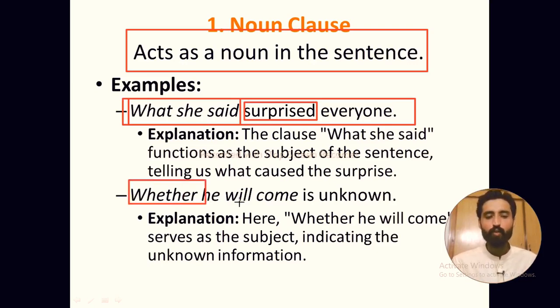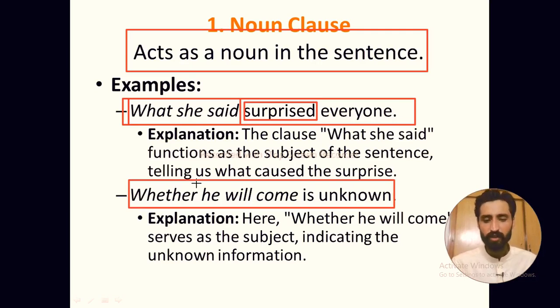The next one is: whether he will come is unknown. Now, in this sentence, whether he will come serves as the subject, indicating unknown information. Again, as I mentioned earlier, it is followed right after by a helping verb or a verb, and it performs the function of a noun and comes in the place of a subject. That is why we need to call it a noun clause.